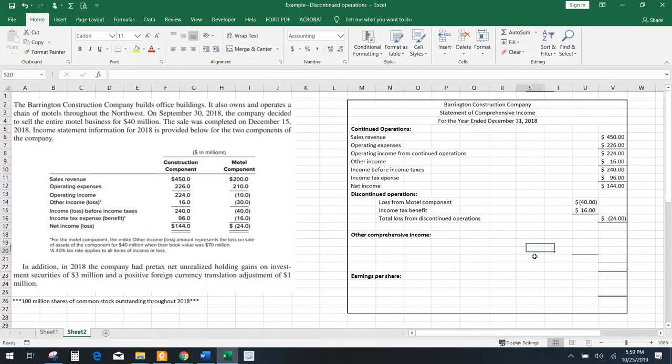Now the next part is comprehensive income. Oh, and I believe this is net income. And you get this.